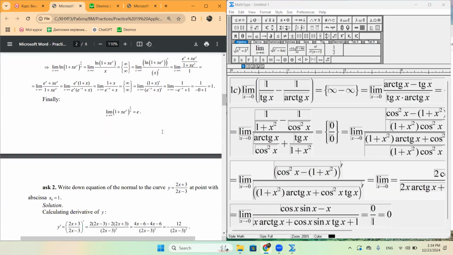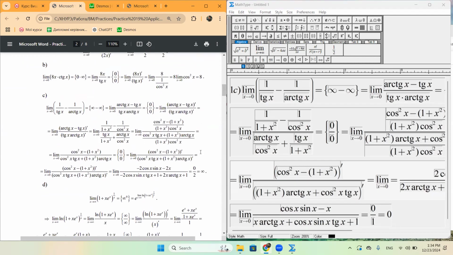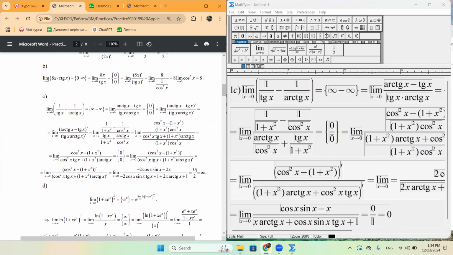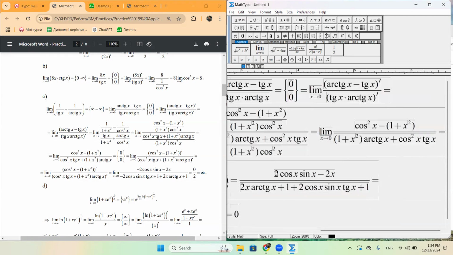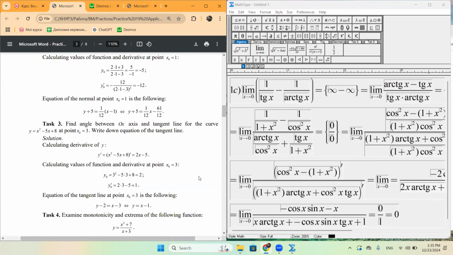The next task is... stop. Yeah, something is incorrect here. Okay, we will need to fix it. By the way, there is a minus sign here. Minus. So be careful with the signs. Yeah, it is a mistake.